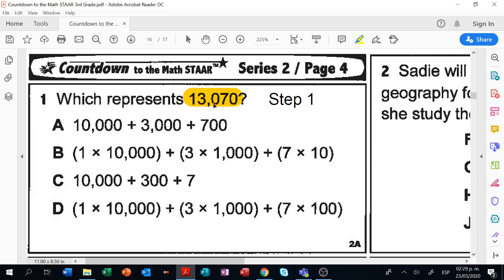As you can see, we don't have any digit on the hundreds position. For this reason, option A cannot be correct. I'm going to cross it out using my highlighter here. Okay. Let's go to letter B. 1 times 10,000. Yes, I can see it right here. 3 times 1,000. It is right here too. Plus 7 times 10. Well, I have a 7 on the tens position, so this might be my answer.